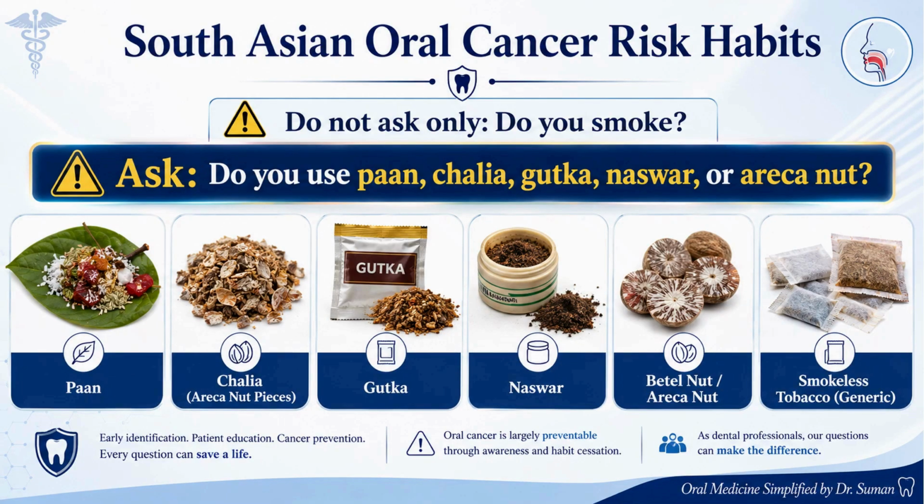In Pakistani and South Asian clinical practice, risk habit history must be very specific. Many patients may say they do not smoke, but they may regularly use pan, chalia, gutka, naswar, supari, mainpuri, or other chewing products. If we ask only, do you smoke? We may miss the most relevant risk factor. A better question is, do you use tobacco or areca nut in any form? Then give examples like pan, chalia, gutka, naswar, supari, mainpuri, or any chewing products. This is not just routine history taking. This is oral cancer risk assessment.